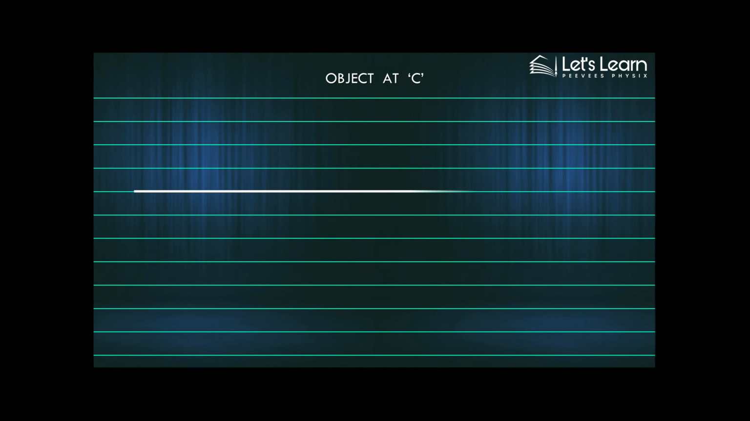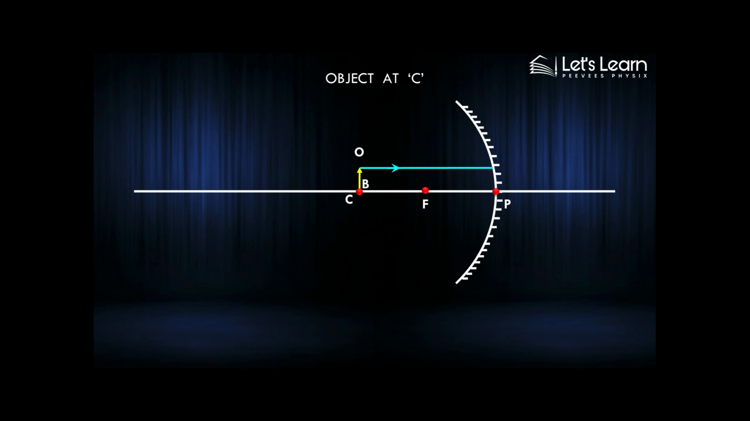We draw another ray diagram where the object is kept at C. Same, draw the principal axis, draw the concave mirror, label the focal point and C, and keep the object exactly at C. Rule number 1, draw a parallel ray. It passes through the principal focus. Rule number 2, draw a ray through the principal focus, and it bounces back parallel to the principal axis. This is the point where they meet. You get the image at that point.